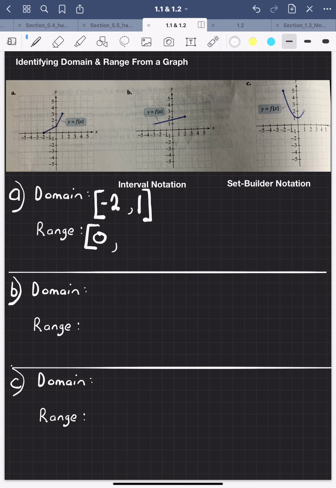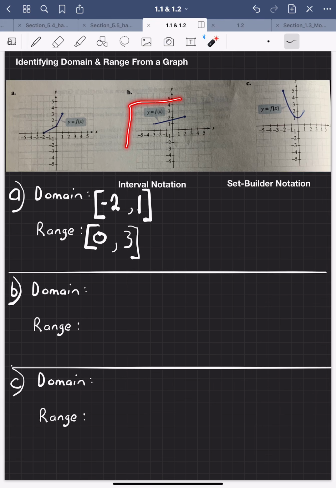And then what's the largest value of y, right? You're looking up and down. What's the largest value y ever gets to? It gets to 3. Right? It doesn't go past 3. So 0 to 3. I'm using brackets because I want to include that. Ready? Let's do it again.